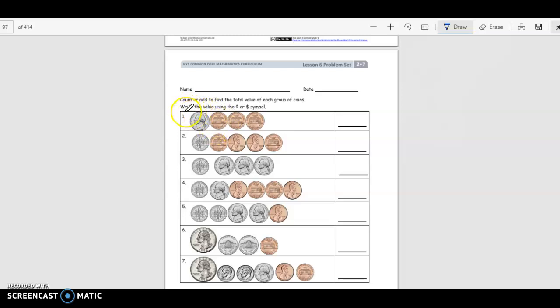So starting with the first one, this has them all in order of highest to lowest. So a nickel is worth 5, and you can write it down if you want, plus a penny, plus a penny, and it's not a bad idea to cross them off as you go. 5 plus 1 plus 1 plus 1. So when you add that up, 5 plus 1 is 6, plus 1 is 7, plus 1 is 8. It's not just 8, it's 8 cents.